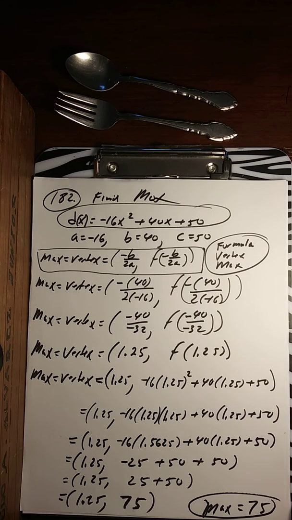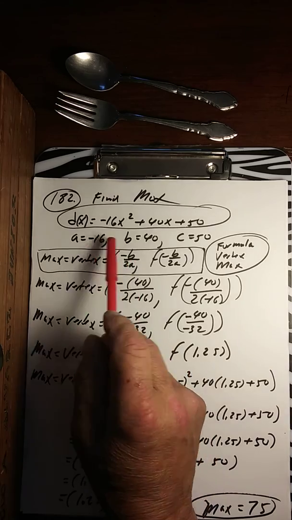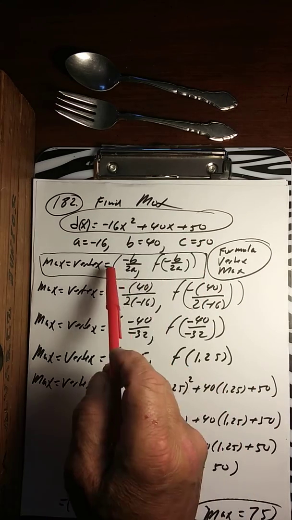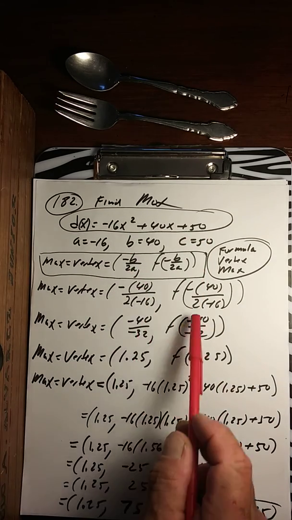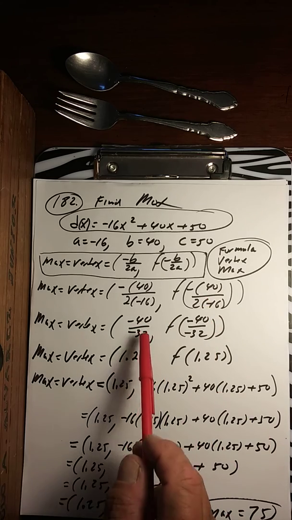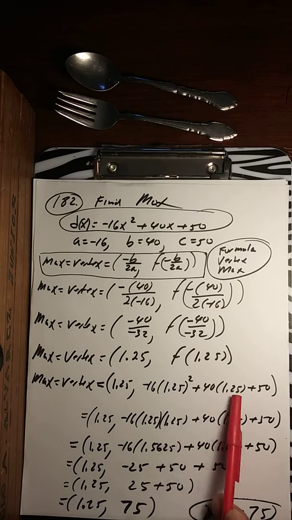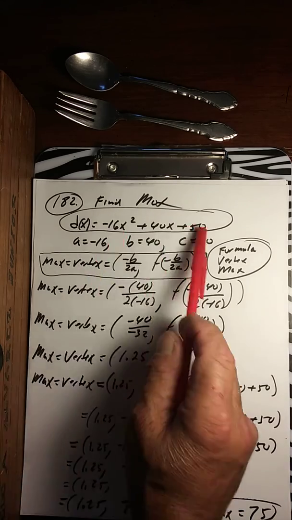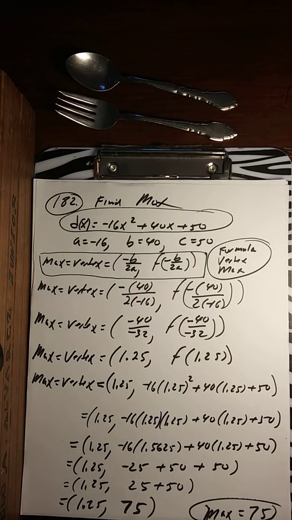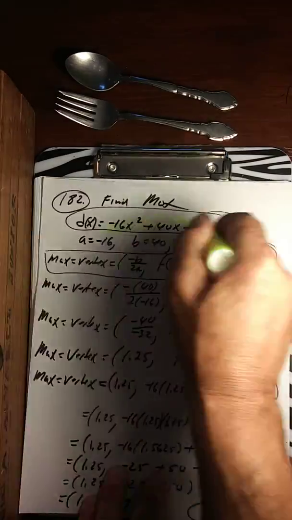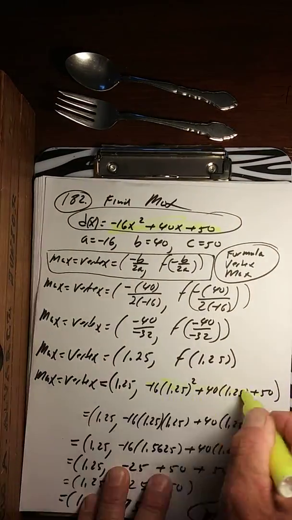Find the max again, use the vertex formula. So we have A, B, and C. Negative b over 2a, negative 40 over that. So that's going to be this divided by this, negative by negative is positive, 1.25. Put it in the formula, 1.25, in this one right here. That's how I got these numbers right here.